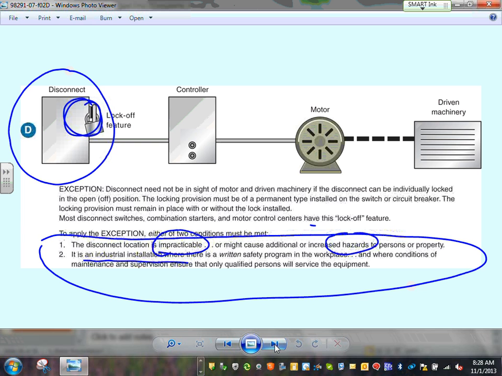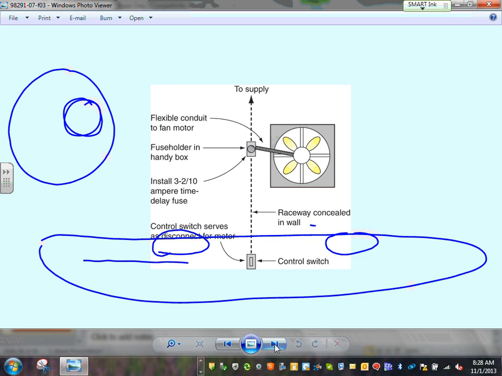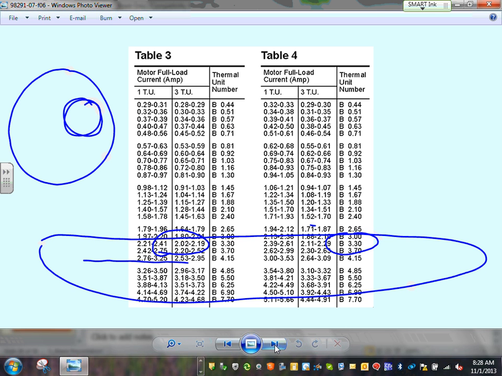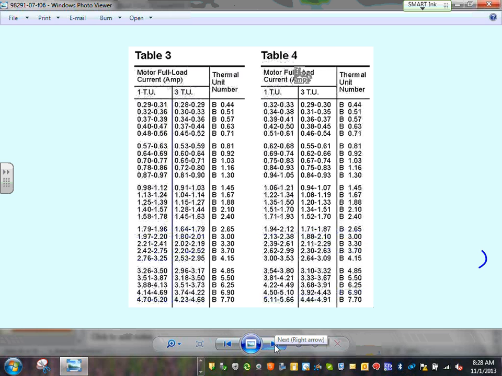Any comments, guys? This is the most commonly confused part. We talked about how the disconnect can be a snap switch with a controller. These are how we size our overload, guys. Tables for sizing heaters, unit heaters for overload, based on the full load current. You can pick your full load current from this number to this number. You can size overloads for your equipment heaters.